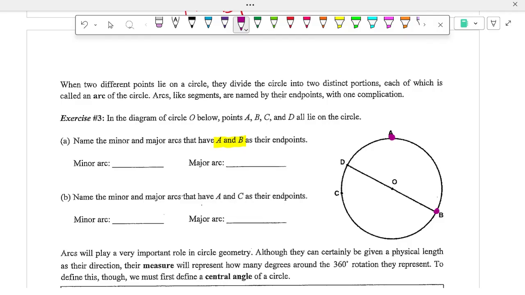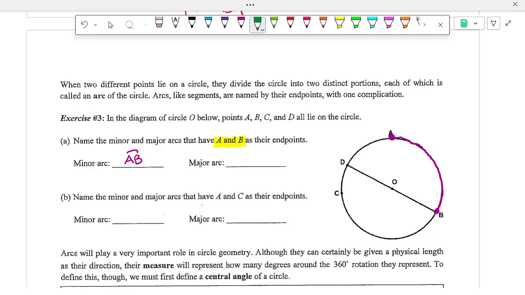So how would I name the minor arc? Which one would be the minor arc, first off? Where A and B are the endpoints, that means they start at A, end at B. Just AB. So we would name it as arc AB. So this arc right here would be my minor arc.